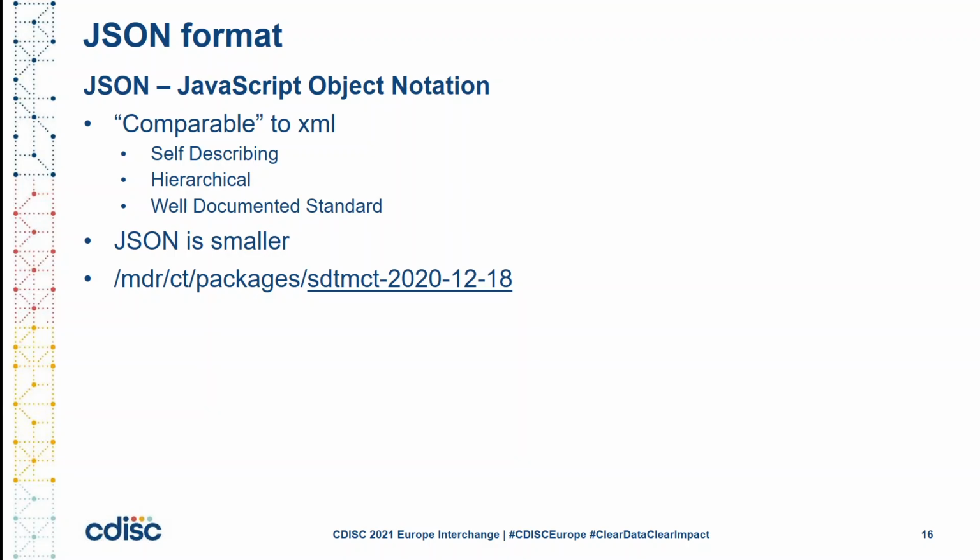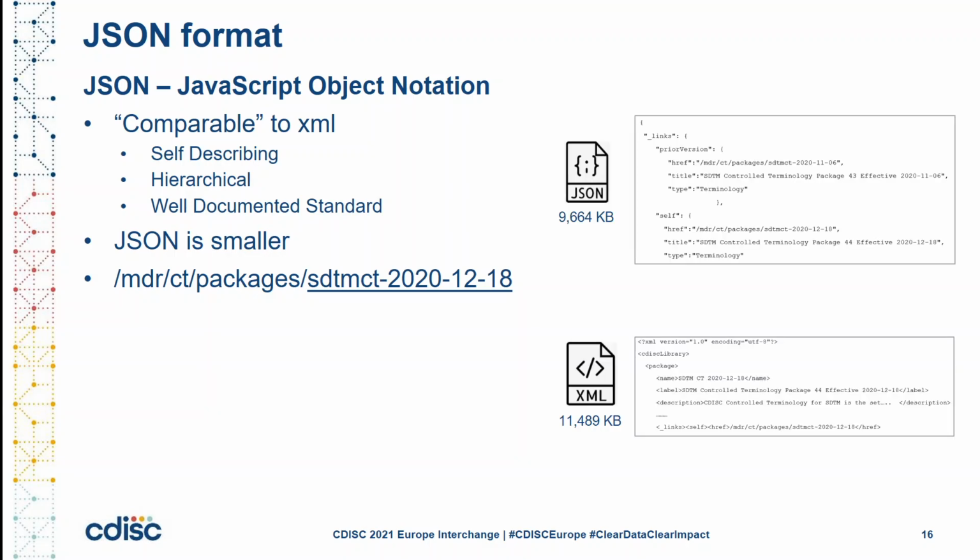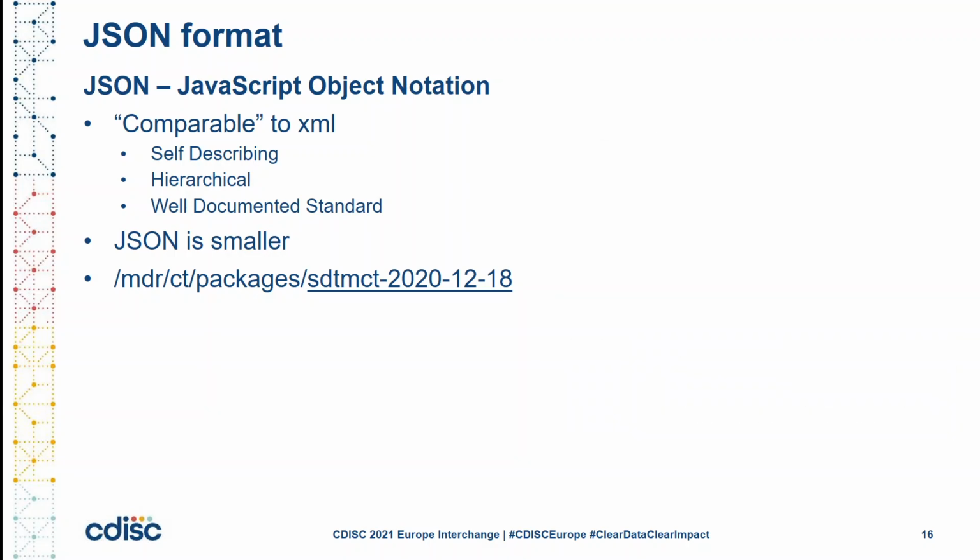Let's now familiarize a bit with the JSON format. JSON stands for JavaScript Object Notation. If you are familiar with the XML format, I hope so, JSON is comparable to XML. Among its characteristics, the size of the JSON file is more compressed compared to XML.